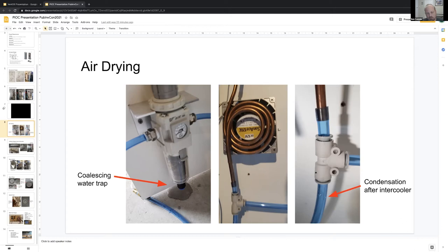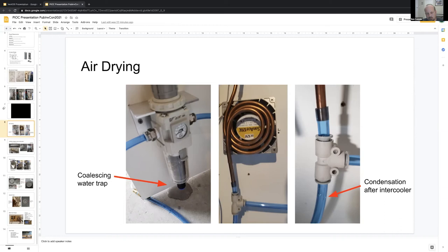So the water is a big problem, and we've just got a pretty standard SMC filter, which you can see the amount of water. This is just after maybe an hour of running. Particularly in challenging environments, we might have very high humidities, very high temperatures, and dust. These are pretty fundamental engineering challenges.